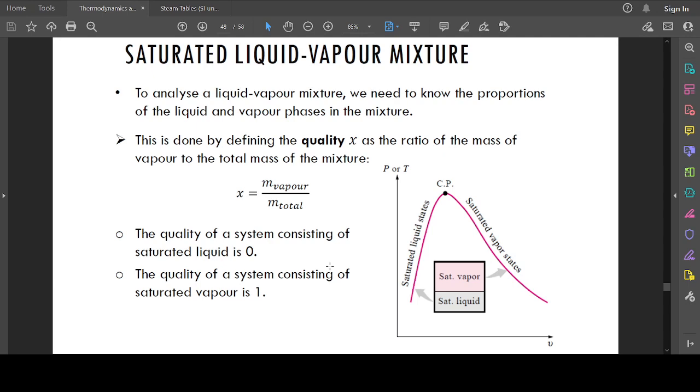But why do we need the quality? Why do we need to know the quality of the system? The quality of a system consisting of saturated liquid is 0, but the quality of a system consisting of saturated vapor is 1. With this, we understand that a system that has a high amount of vapor is a high quality system. Since this is a mixture of vapor and liquid, a system that has a high quantity of liquid is a low quality system.